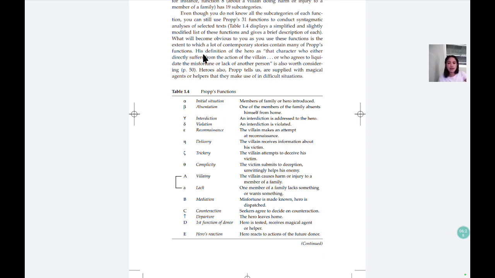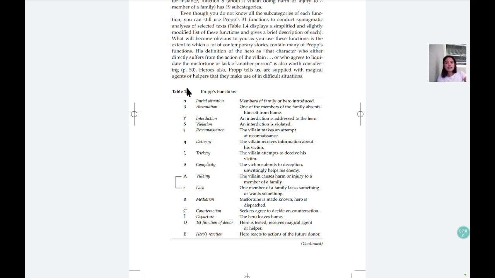His definition of the hero as a character who either directly suffers from the action of the villain, or who agrees to liquidate the misfortune or lack of another person, is also worth considering. Heroes, Propp tells us, are supplied with magical agents or helpers that they make use of in difficult situations.